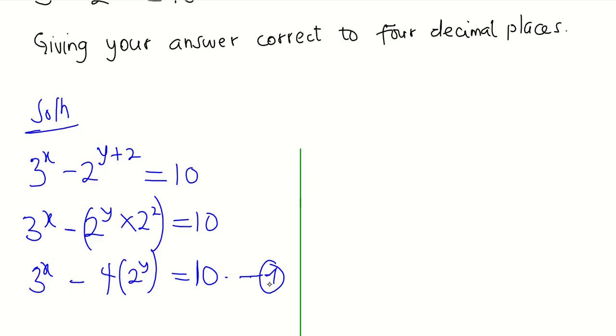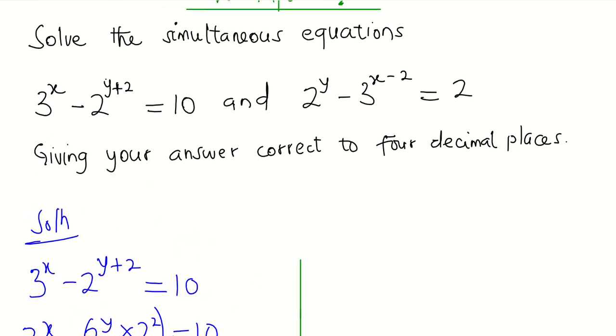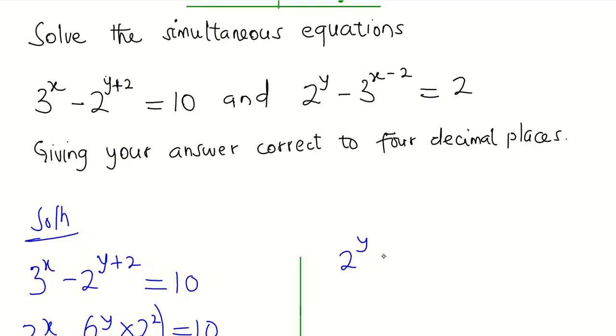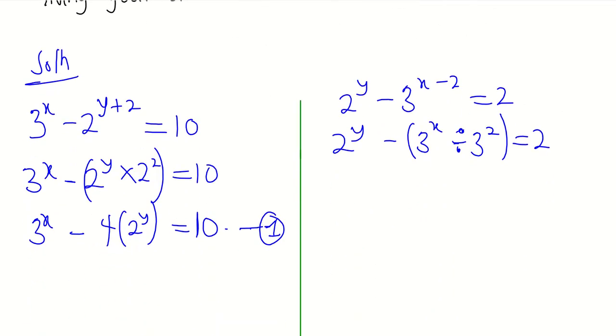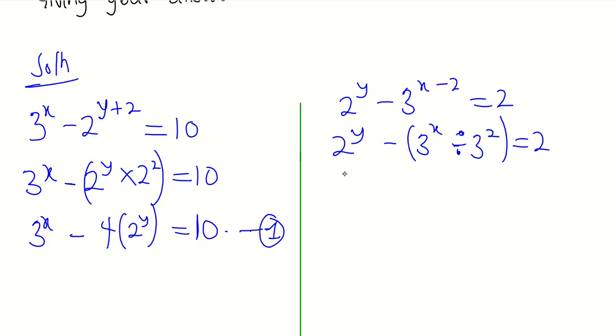Now we continue and we deal with the other equation. We're given 2^y − 3^(x−2) = 2. With this one, we can see that 3^(x−2) was 3^x divided by 3^2, which is equal to 2, and then 2^y was here. Now we can rewrite this one as 2^y − 3^x divided by 3^2, which is the same as 9, which is equal to 2.